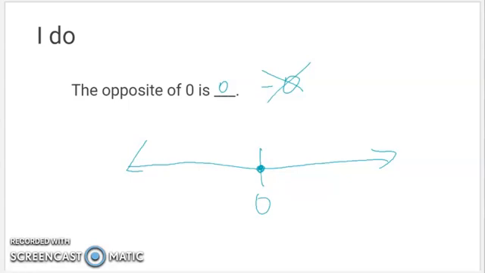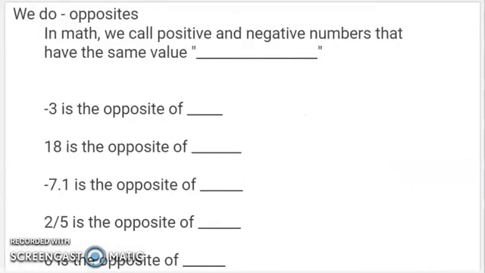All right. I'm going to go on to some other things here. So let's do a couple together, so to speak. Here I want you to participate with me, think along with me. So first things first, in math we call positive and negative numbers that have the same value, positive and negative but same value, we call those, excellent, we call those opposites. We do that because they're opposite directions usually.